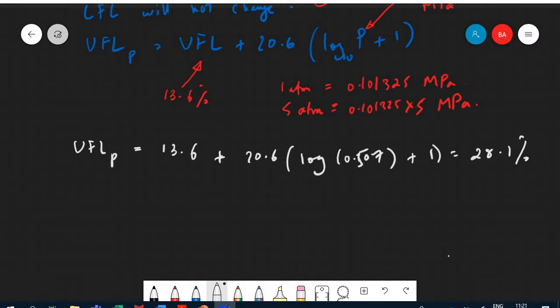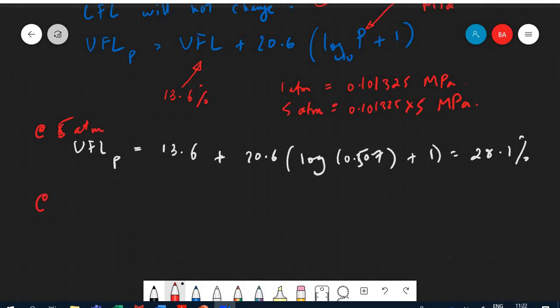This is at 5 atmospheric pressure. Actually, this will be confusing because the subscript that you add here sometimes means UFL at temperature or UFL at pressure P. So that is a bit confusing. I will write here, this is at 5 atmospheric pressure. I will write that in red.